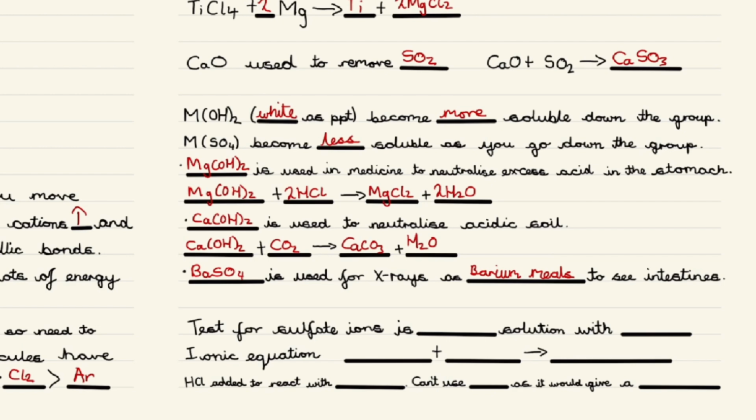Now the test for sulfate ions is barium chloride solution with hydrochloric acid. The ionic equation for this reaction is Ba2+ plus SO4 2- forms barium sulfate. Now the reason why you add hydrochloric acid is to react with other ions, such as carbonate. Now you could use other acids as well, however you want to make sure that you don't use sulfuric acid, because the sulfate ion here would give a false positive.